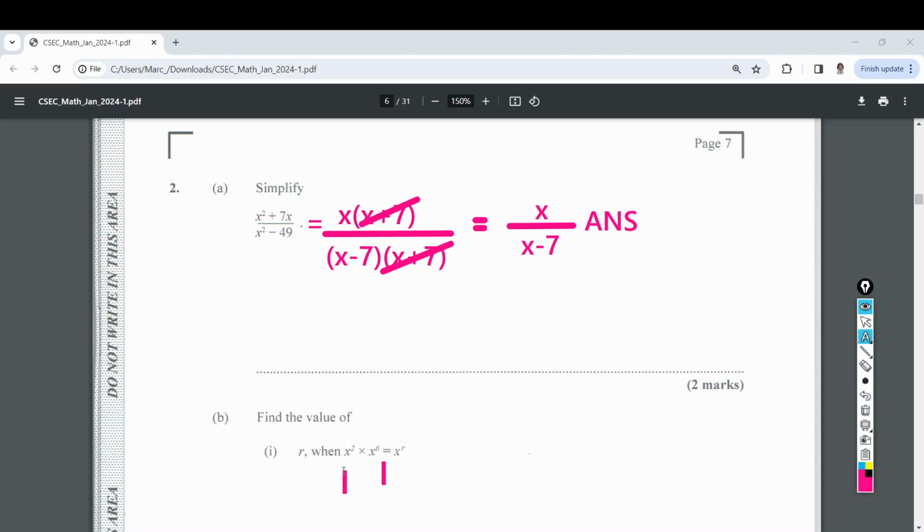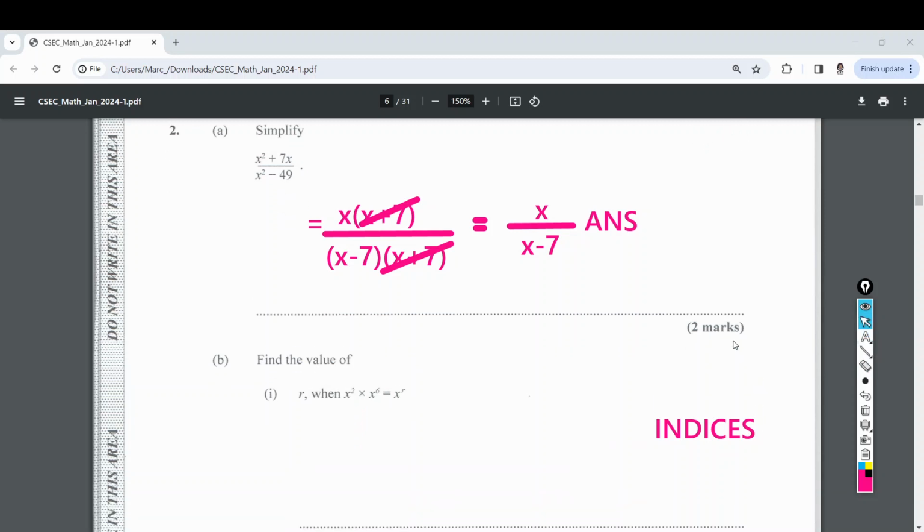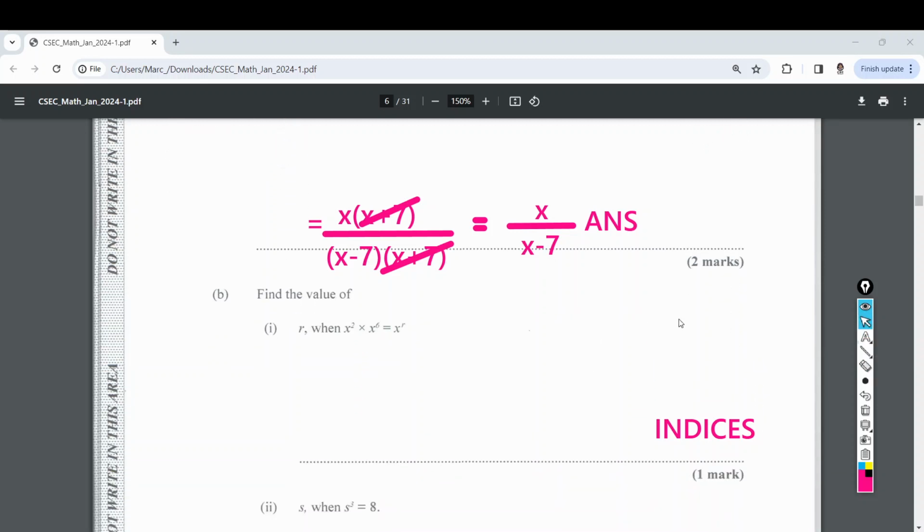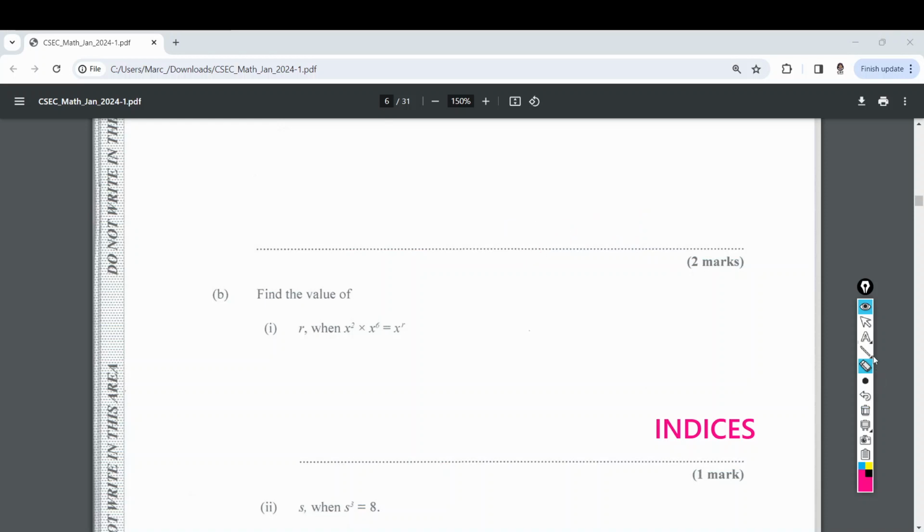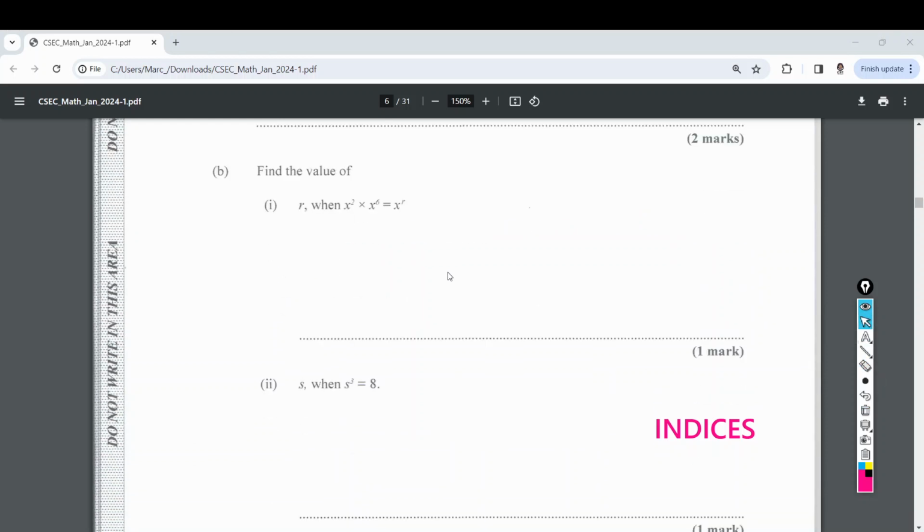Cool. Now guys, this is an indices question. Pretty simple indices as well. Let me scroll down just a bit. There's another indices question down here. Let me just clear the answer for the first question. Let's go into the other two. And it says here, find the value of r when x squared times x to the 6 is equal to x to the r.